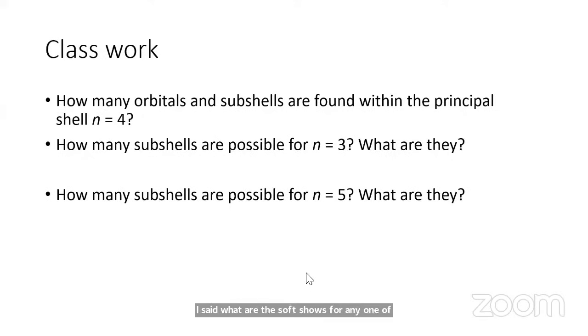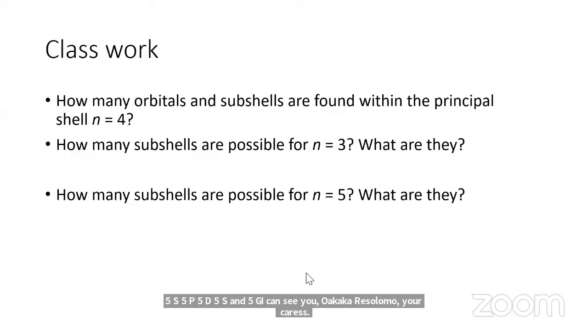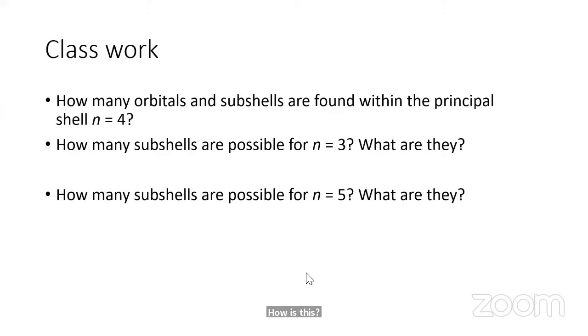Good, good. 5s, 5p, 5d, 5f, and 5g. Good. Correct. 5s, 5p, 5d, 5f, and 5g. I can see you, Oka, correct. Solomon, you're correct. Who is this? Kingston, Adenike, Richard, you're correct. Mary, I can see you. Correct. Ojako Chioma, you're correct. Okay, let's go on. We'll still come back. We have many questions to answer.